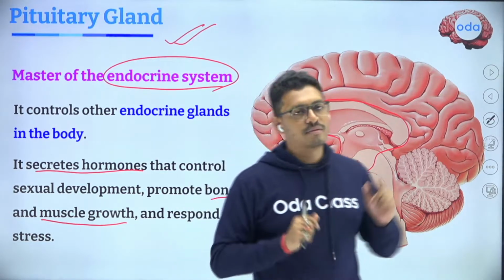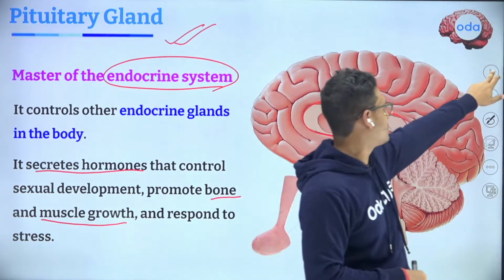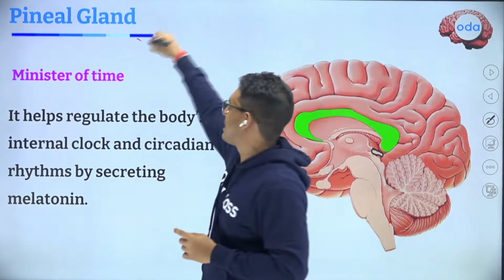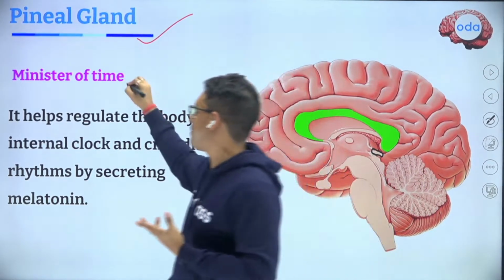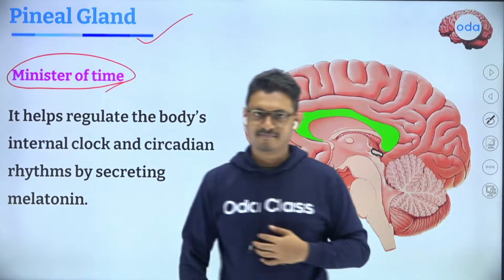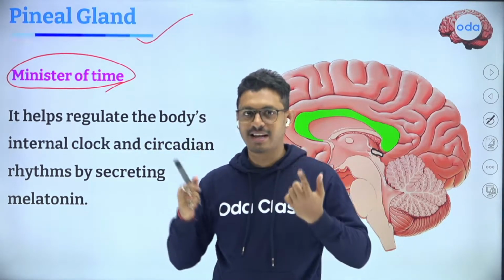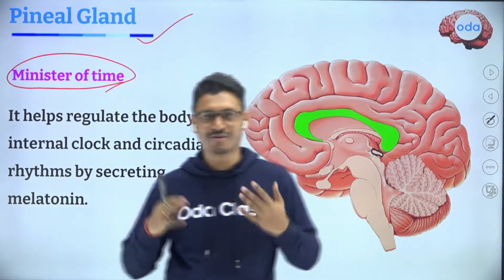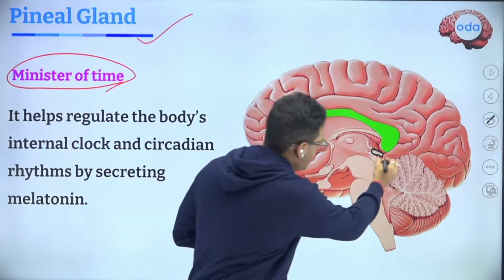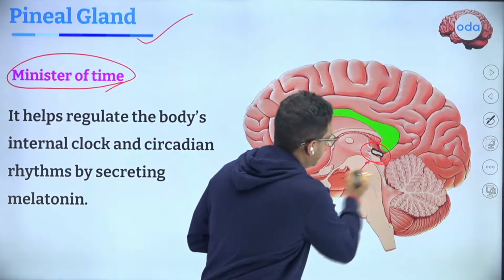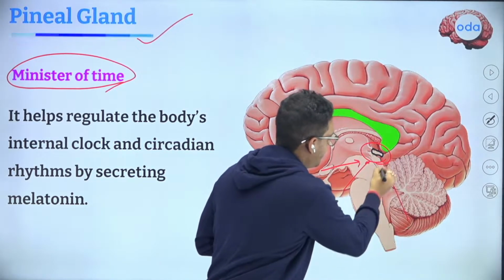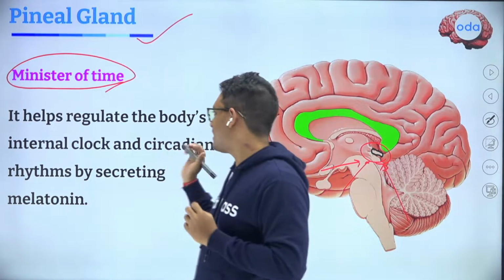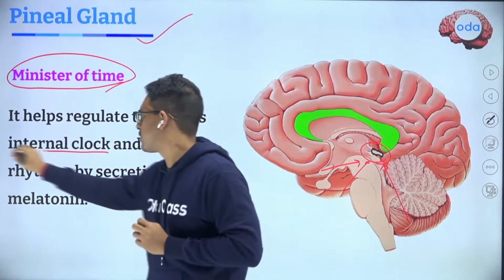Pituitary is kind of the person who controls your entire growth and metabolism. Okay, now the cousin brother of pituitary gland, which is another one that we have, is the pineal gland. Pineal gland is the minister of time. Yes, it's the watch that your brain has through which you actually perceive how time is going from one point to the other. So that pineal gland is right here. Look at the circle that I've made, not the green part.